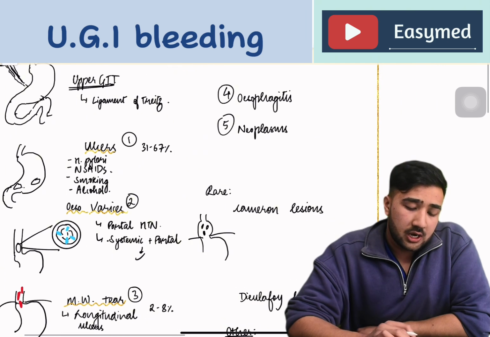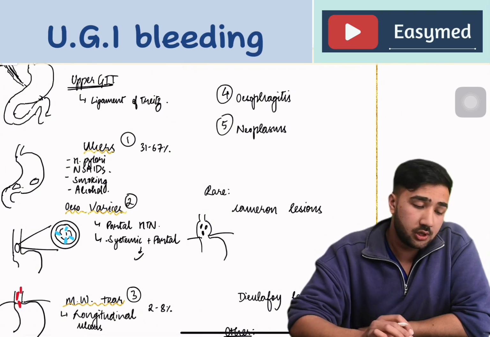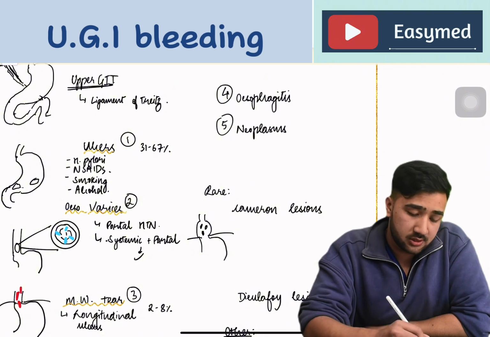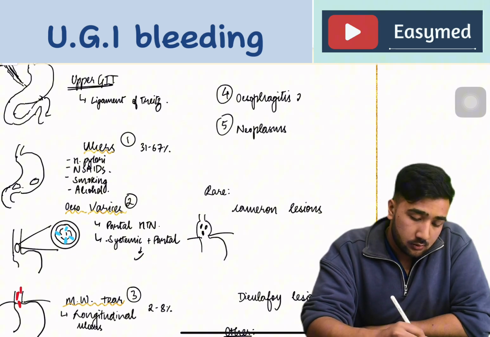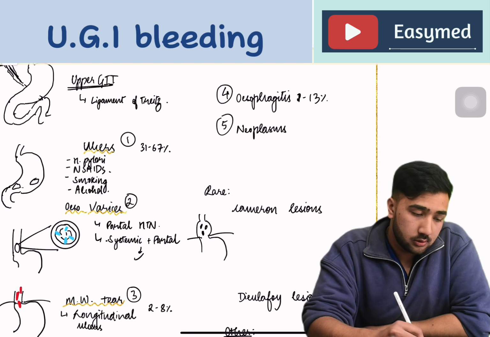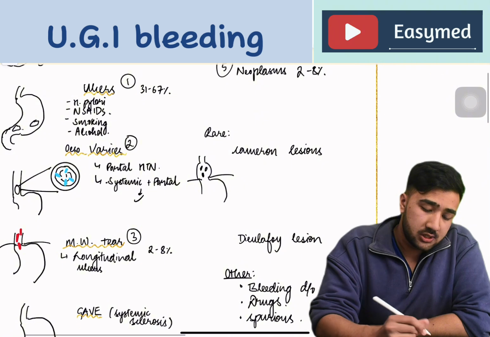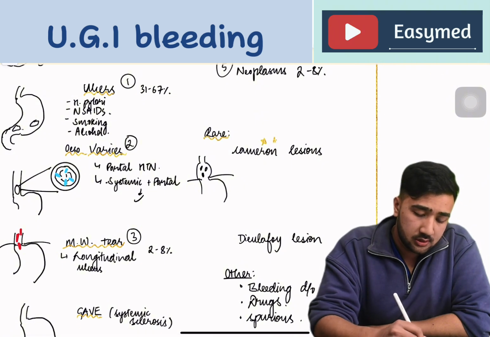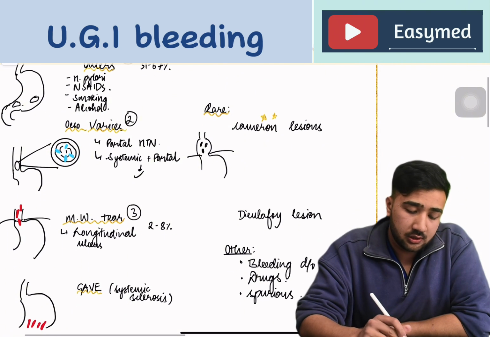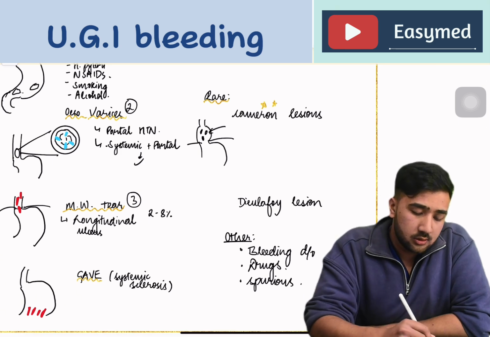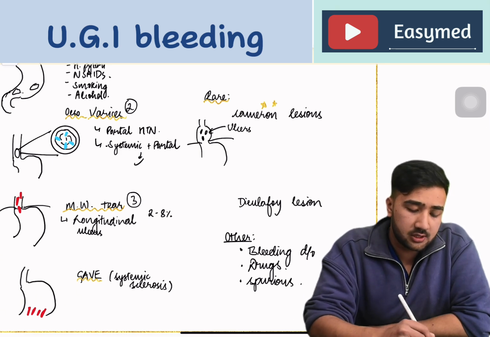Then the next causes are esophagitis or gastroduodenal erosions, and finally neoplasms, 1 to 13% and 2 to 8% respectively. Now the rarer causes are something called as the Cameron lesions. Cameron lesions भनेको चाहिँ नि they are ulcers which occur in the sac of the hiatus hernia. So this is the sliding hiatus hernia, this is the diaphragm, and ulcers in the hiatus hernia, when they bleed, they are known as Cameron lesions.